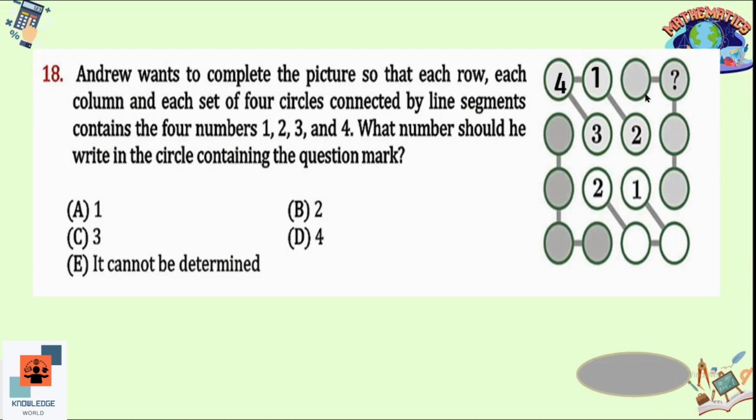Now let's move towards the next line segment. If we see in the third column, 2 and 1 are already present. So we have to choose either 3 or 4 here. But in this first row, 4 is already present. So we will write 3 over here. Now let's look at the circle with the question mark. If we look at our first row, 4, 1 and 3 are already present. 2 is missing. So 2 will come in this circle. So option B is the correct option here.